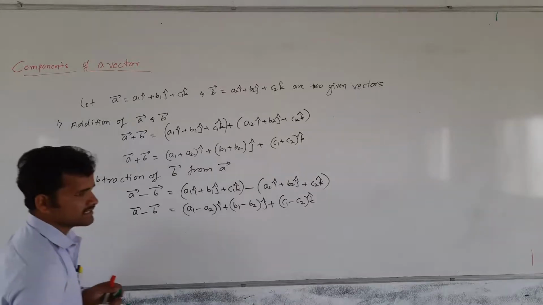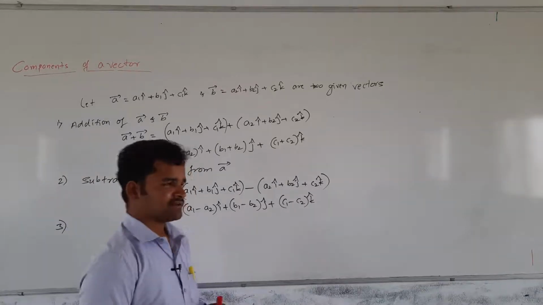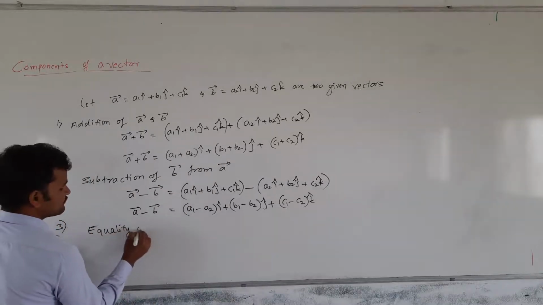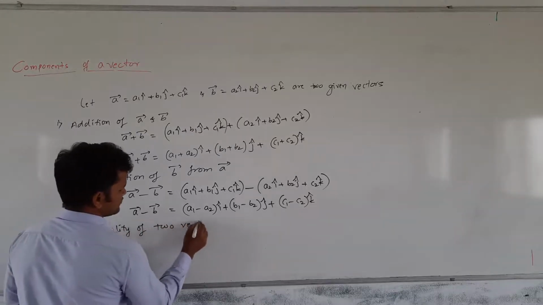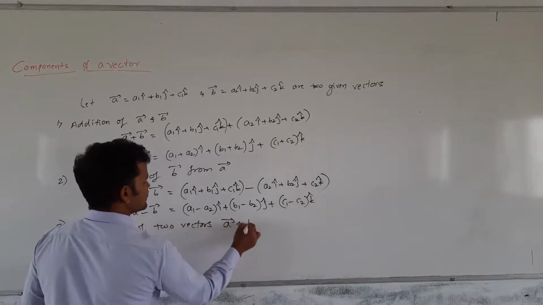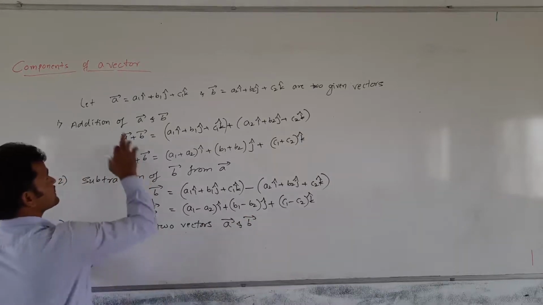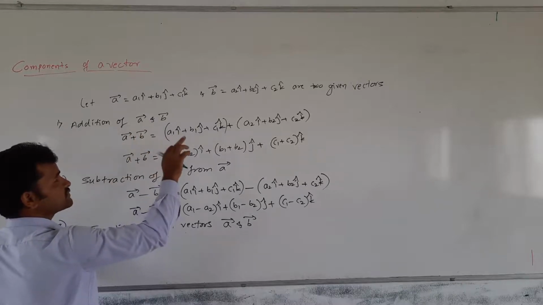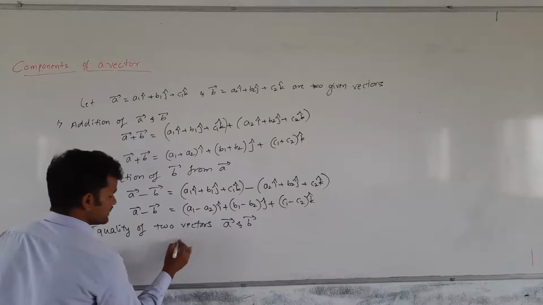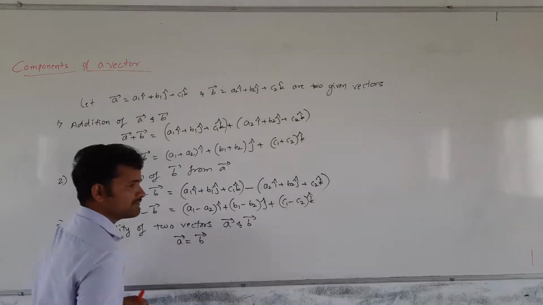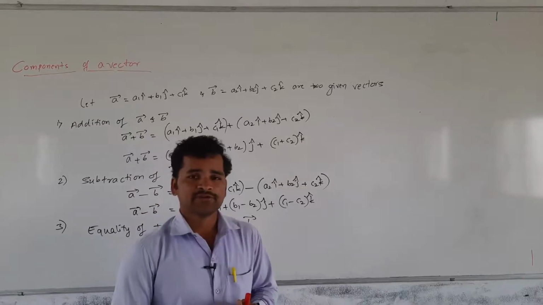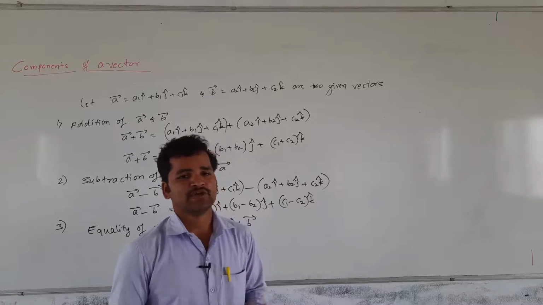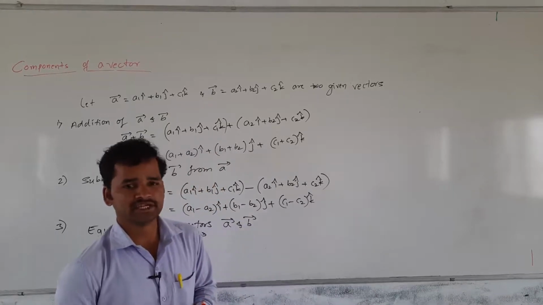Now, third one. Equality of two vectors A and B. See, here it is given vector A is equal to A1i plus B1j plus C1k. Vector B is A2i plus B2j plus C2k. Here they are saying that vector A is equal to vector B. In case of component form, these two vectors are equal only when their corresponding components are equal.